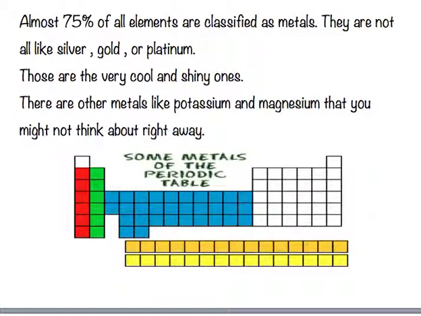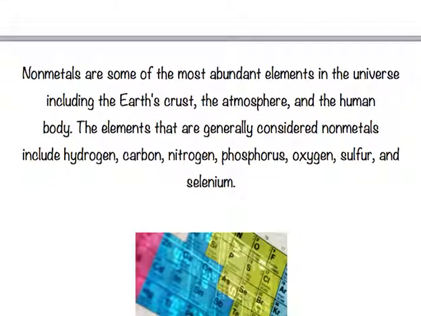Almost 75% of all atoms are classified as metals. They are not all like silver, gold, or platinum. Those are the very cool and shiny ones. There are other metals, like potassium and magnesium, that you might not think about right away.